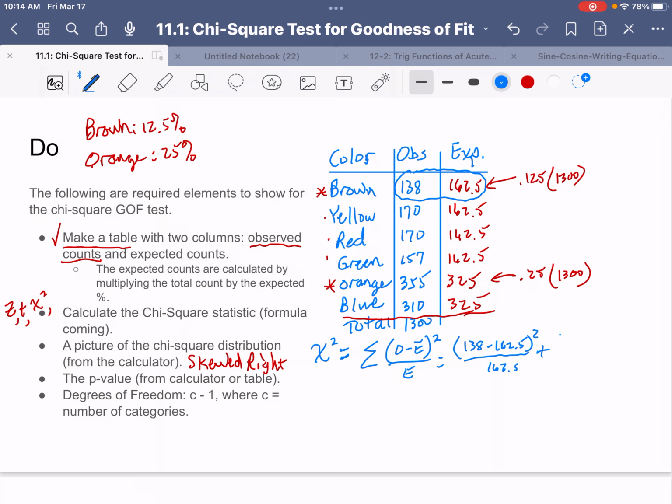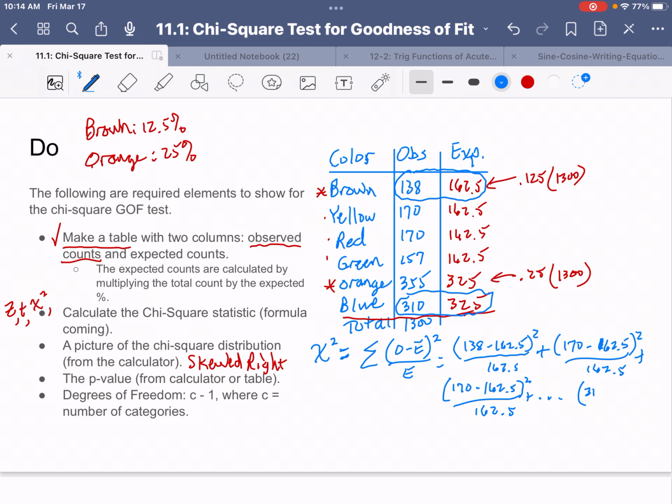Plus, take the next O minus E divided by E, plus the next one. Oh, well, that's the same. 170 minus 162.5 squared divided by 162.5. And you just keep going until you finally do this last one.